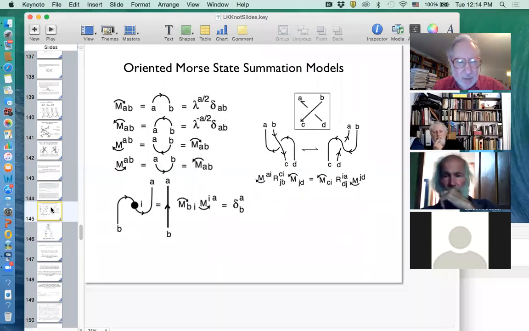I had talked about unoriented Morse state summation models for quantum link invariance, but it's a good idea to point out now, if ever, that all of that can be made oriented, and then you get HOMFLY-PT and other knot polynomials, and lots of different ones, depending on solutions to the Yang-Baxter equation. One way to do this is to have the cups and the caps very simple, namely diagonal matrices with some powers of a lambda on them. That's the kind of model that I wrote combinatorially for you before.